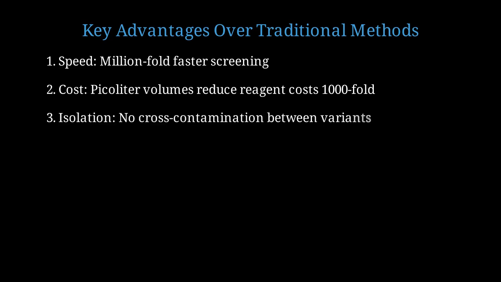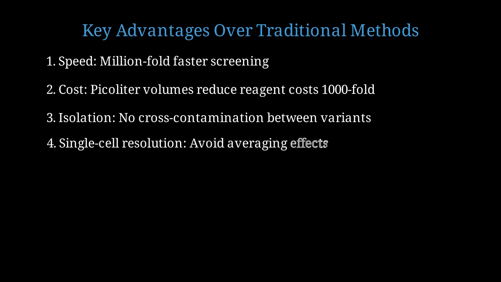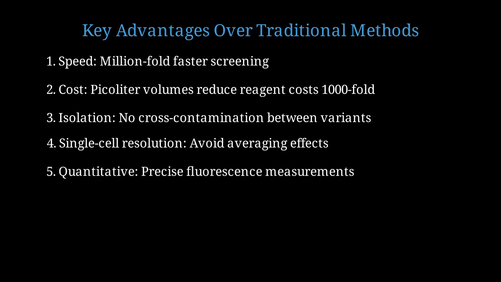Third, isolation. Each variant is tested in its own isolated compartment. There's no risk of cross-contamination or cheating, where one cell benefits from the product of another. Fourth, single-cell resolution. We measure the phenotype of individual cells, not population averages. This reveals rare high performers that would be missed in bulk assays. Fifth, quantitative measurements. Modern detectors can measure fluorescence with great precision, allowing fine discrimination between variants with subtle activity differences.